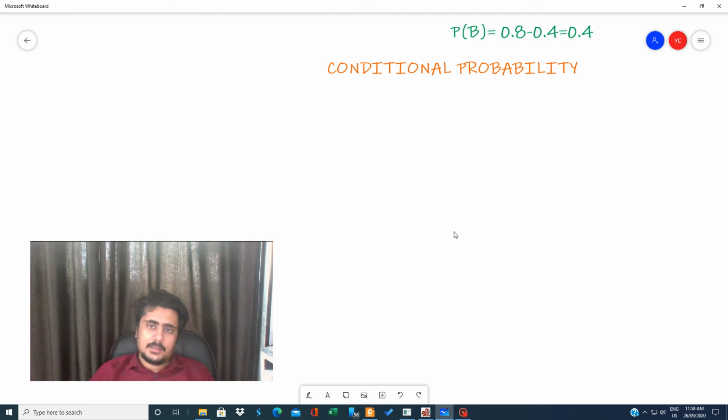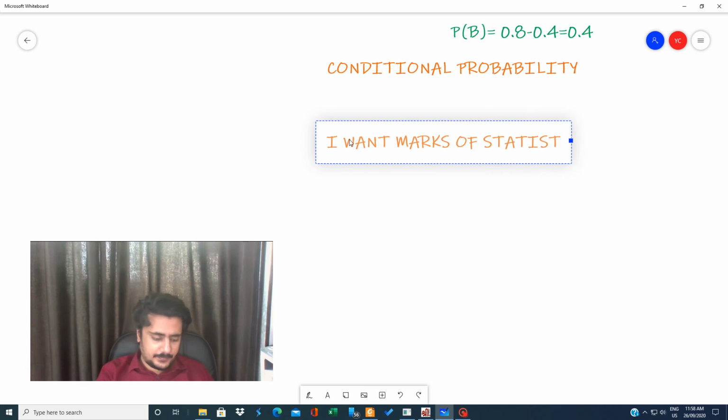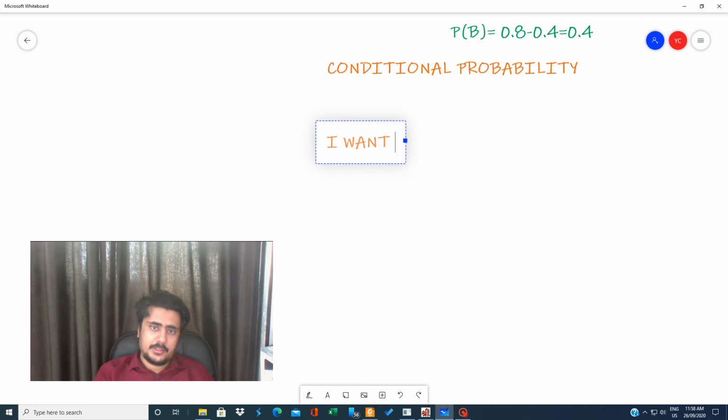Now, what does this conditional probability mean? This conditional probability means there is some condition. If I tell you that I want marks of statistics, this is a very simple term. I want marks of statistics, but I'll give you a condition. What I'll do? I'll give you a condition.